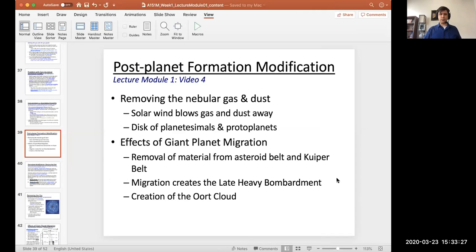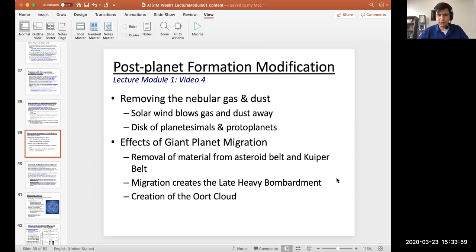And then we're going to have this disk of planetesimals and protoplanets that need to be cleaned up, leaving us with our 8 planets, or 8 protoplanets: proto-Earth, proto-Mars, proto-Jupiter, and so on and so forth. So we just need to clean up a bit. The major process that's going to be cleaning up the protoplanet part, once we get rid of the gas and the dust, is going to be planetary migration, mostly of the giant planets, both the gas giants and the ice giants.